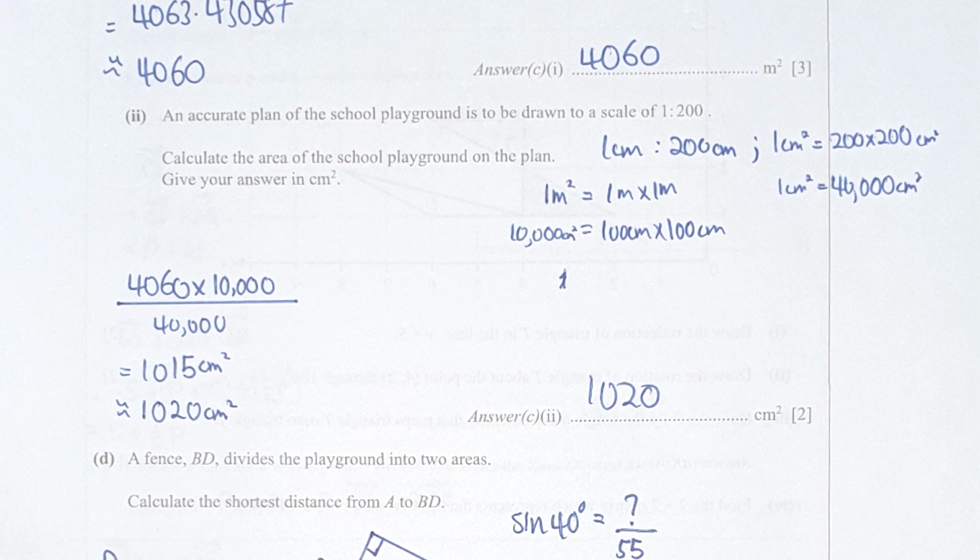So what I did was to take 4060 meter square multiplied by 10,000 cm square, then divide it by the scale of 40,000. The calculation is attached at the right hand corner of this question. So we will get your final answer as 1015 cm square. If you were to round it to 3 significant figures, your result will be 1020.